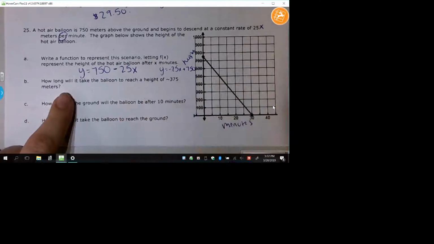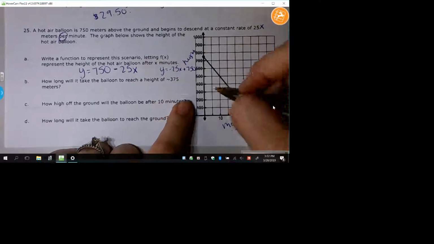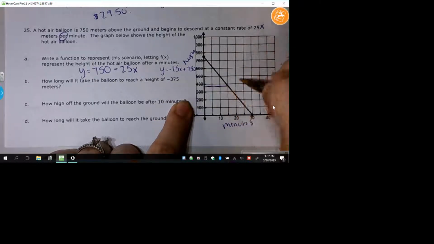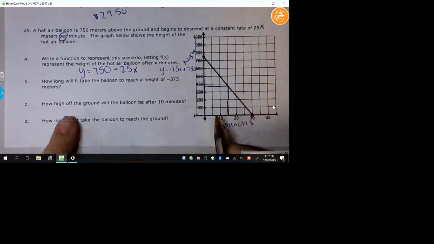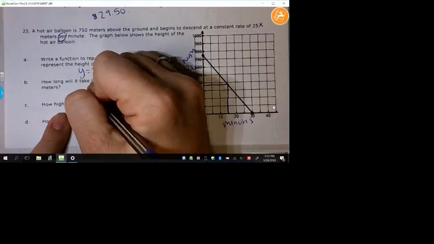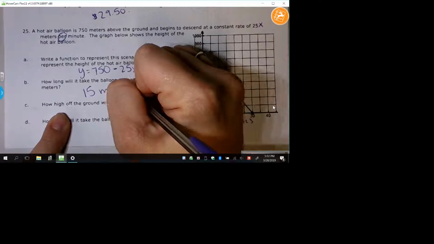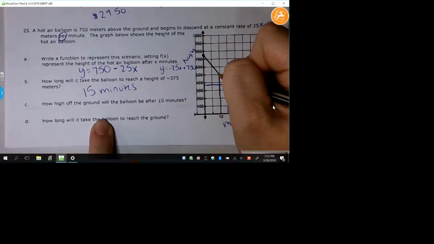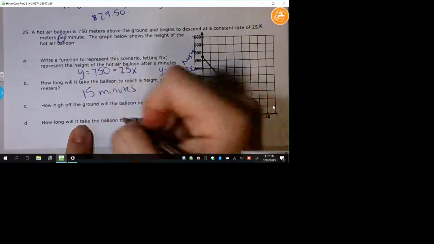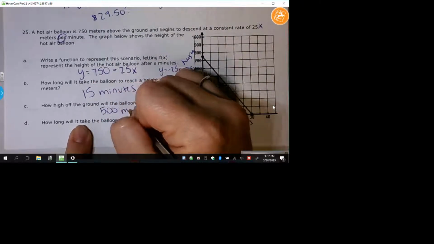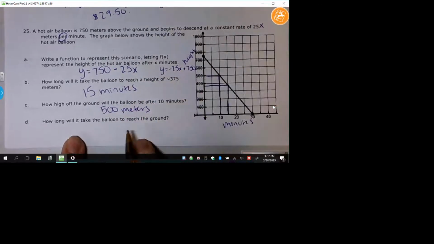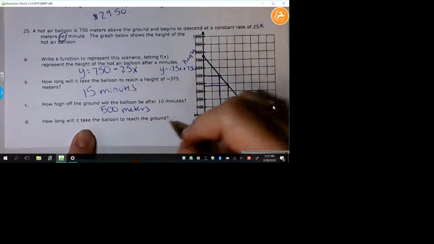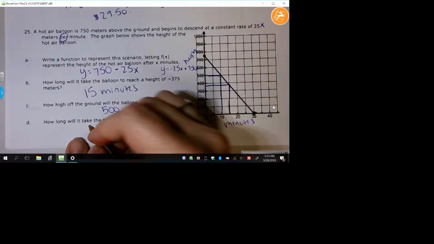How long will it take the balloon to reach the height of approximately, that's what that means, 375? That would be about here, which is about 15 minutes, because between 10 and 20 is 15. How high off the ground will the balloon be after 10 minutes? Here's 10, so it'd be 500 meters. How long will it take the balloon to reach the ground? 30 minutes. Sorry, I was in my own world for a minute. If it reaches the ground, that's y equals 0. So that's 30 minutes.